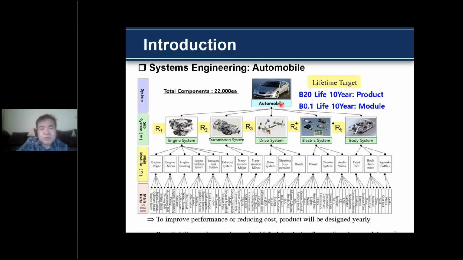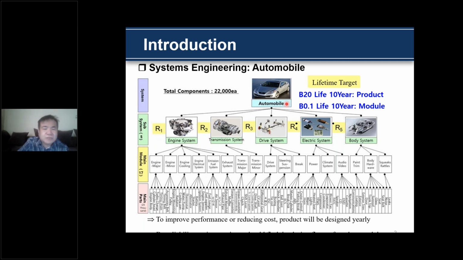This is an automobile. An automobile consists of the engine, transmission, drive, and electric system, and the total components are 20,000 pieces. To improve performance and reduce cost, the product is redesigned yearly. By life testing, the engineer can refine the design flaws and the module.